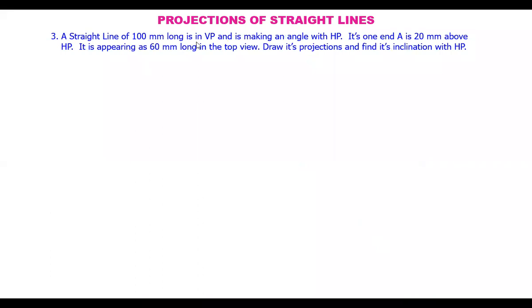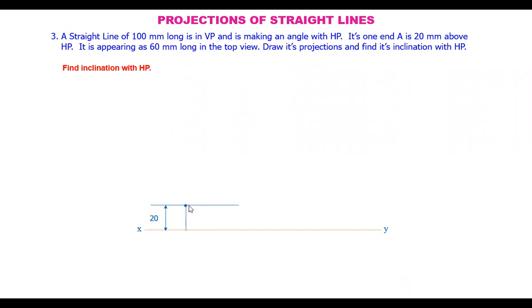A straight line 100 mm long is in VP. It is in the vertical plane and is making an angle with HP. So we have to just represent the data as it is. You need not have the planes and all. Just let us represent the data. The true length is given as 100 mm. The line is in VP and is making an angle with the HP. So its one end is 20 mm above HP. So we mark a point here at a height of 20 mm above the horizontal plane.